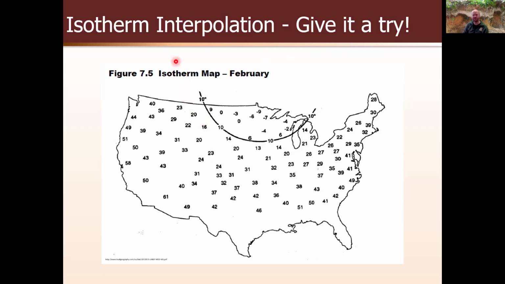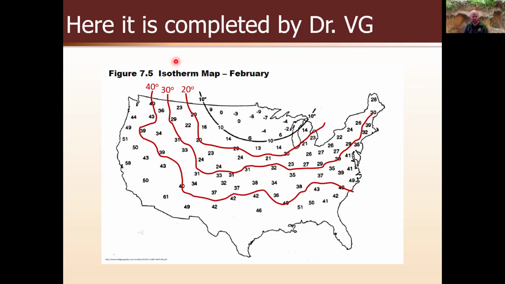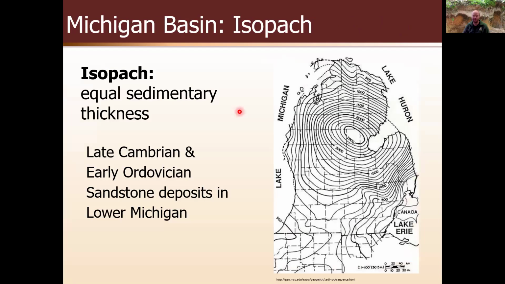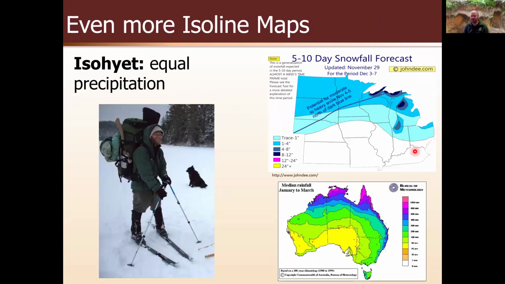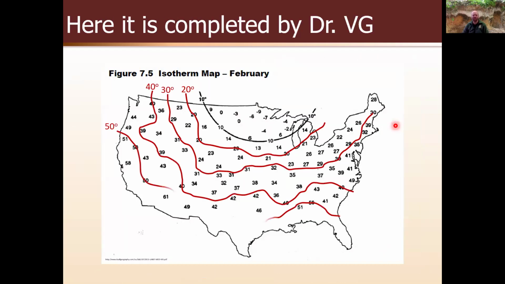And so here is a digital version of some of these isolines worked out and how you would interpolate them. There's a 20-degree line, a 30-degree line, a 40-degree line, and last but not least, a 50-degree line. Then, going back to some of these other isotherm maps, you could shade them in if you want to make them look very pretty, going all the way through.